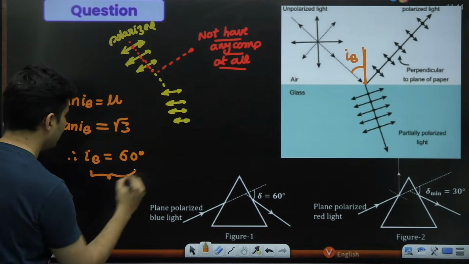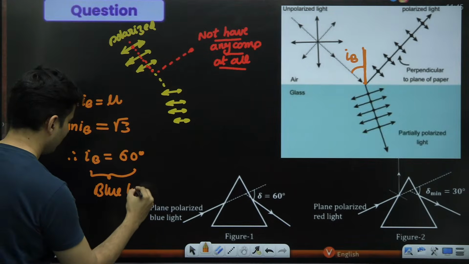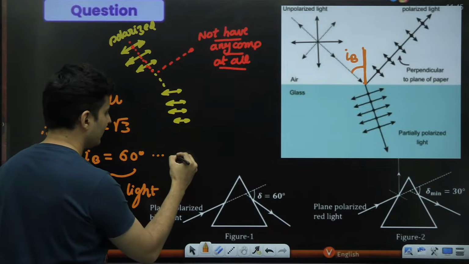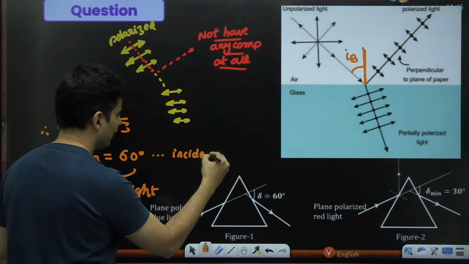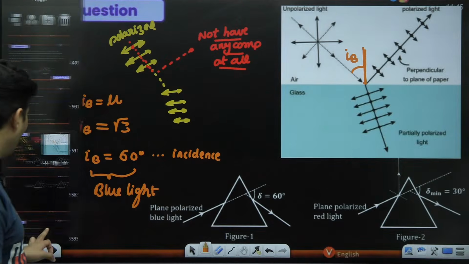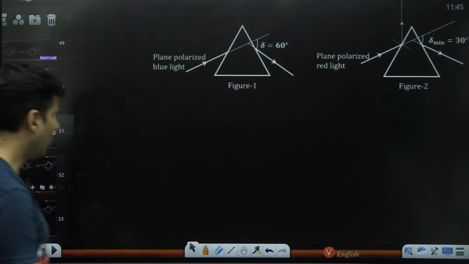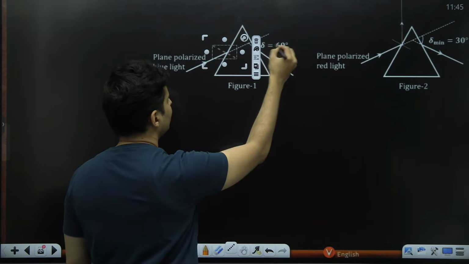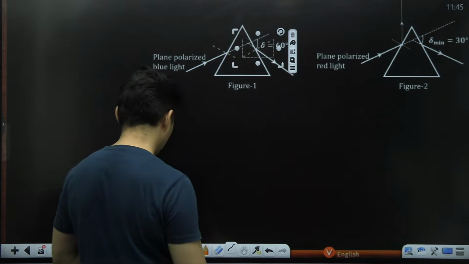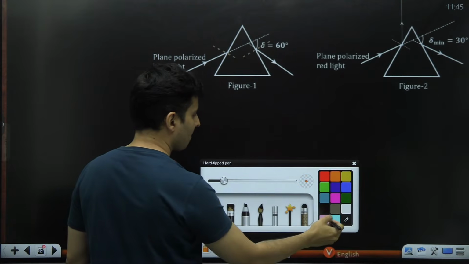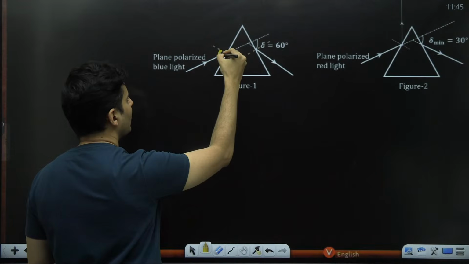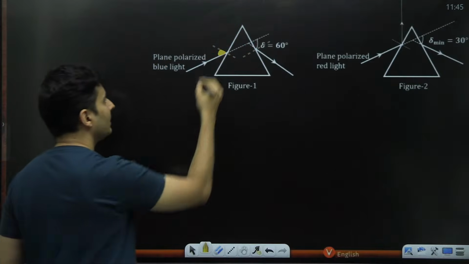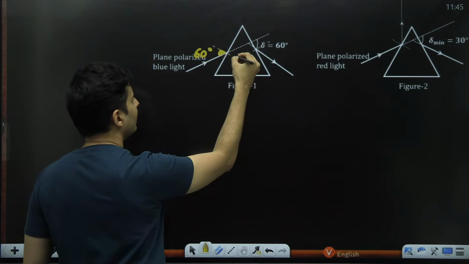This is for basically blue light. For blue light, the angle of incidence, this is basically the incidence angle. Okay, perfect. So now coming back over here, let us draw all these lines. This angle of incidence, we just figured it out over here. What was it? 60 degree. So this was basically 60 degree.